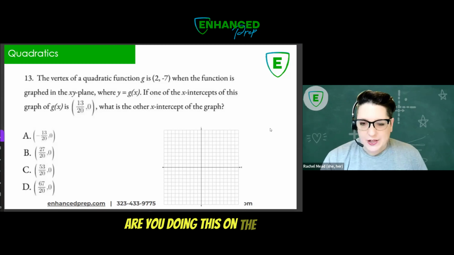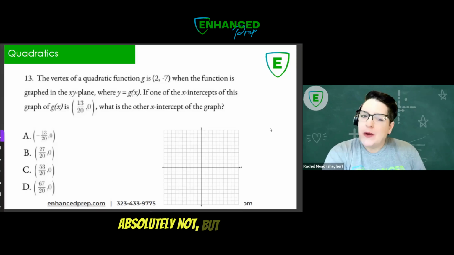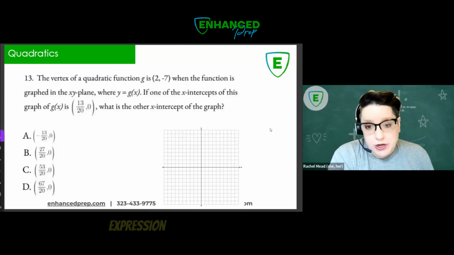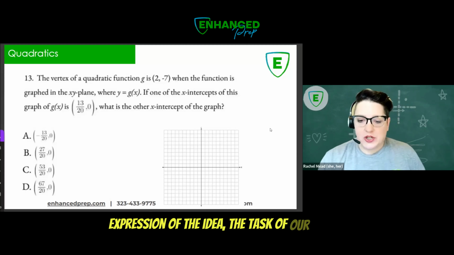Are you doing this on the actual exam? Absolutely not. But it helps me convey the expression of the idea, the task of our job, by doing this here for you.